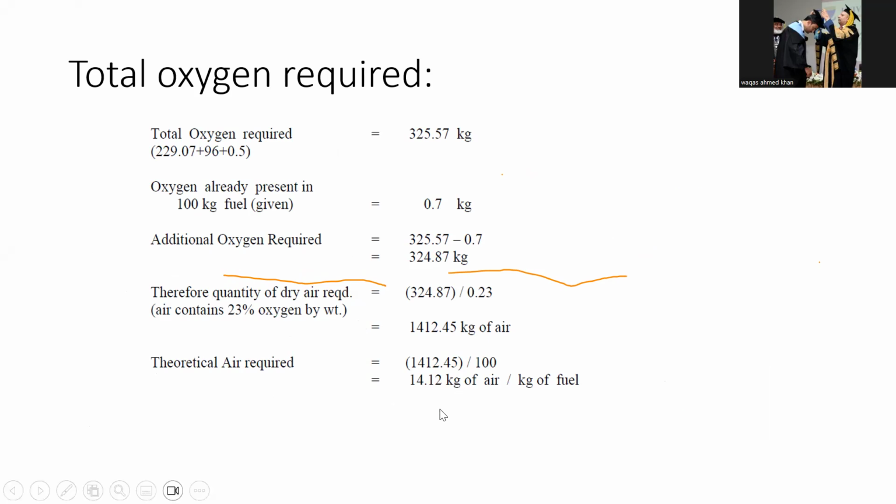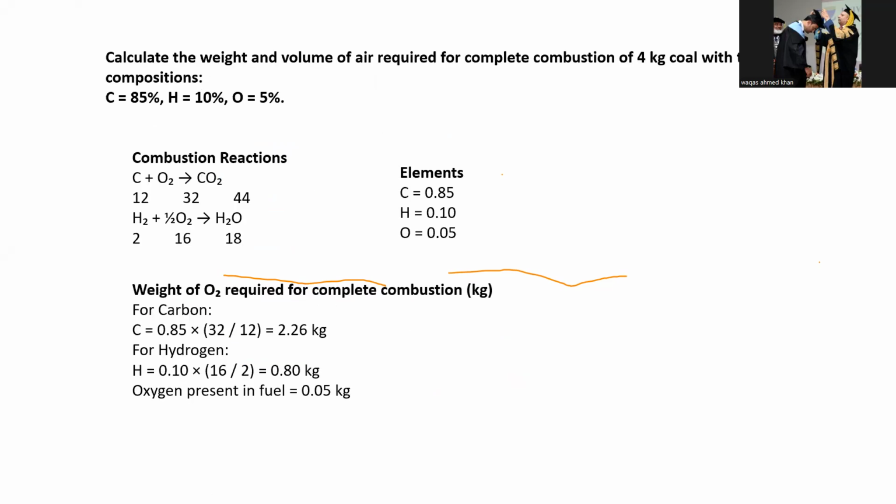If you use air below this value, you will get a lean mixture, and if you use more than this, then you will get a rich mixture. So this is the best stoichiometric ratio which can be used for this fuel analyzed in the laboratory.